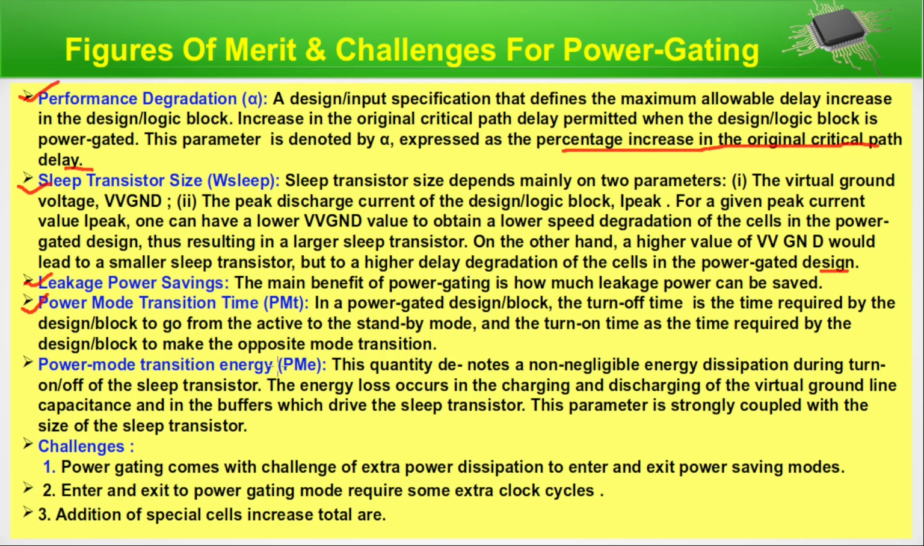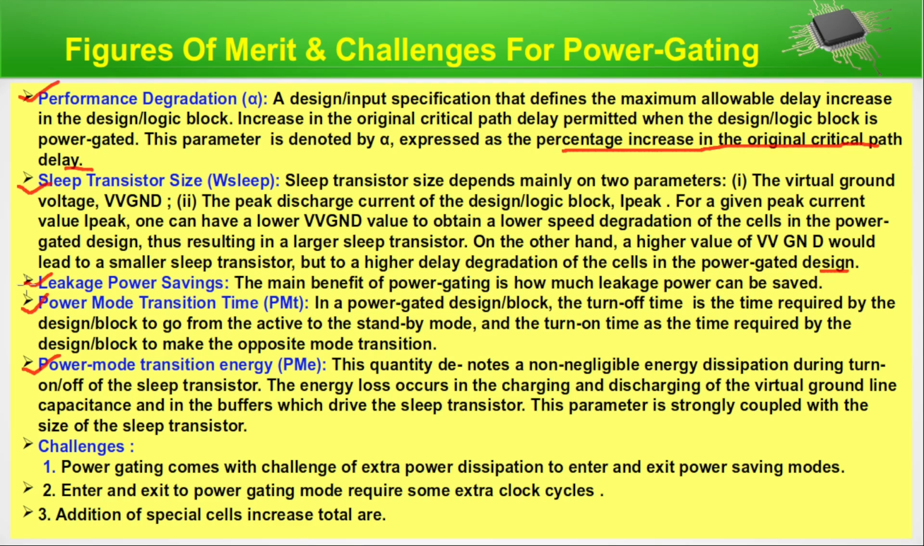Power mode transition energy. This quantity denotes a non-negotiable energy dissipation during turn on or off of the sleep transistor. The energy loss occurs in the charging and discharging of the virtual ground line capacitance, and in the buffers which drive the sleep transistor. This parameter is strongly coupled with the size of the transistor. Figure of merit: performance degradation, how much delay is increased, sleep transistor size. On that, circuit performance is dependent.